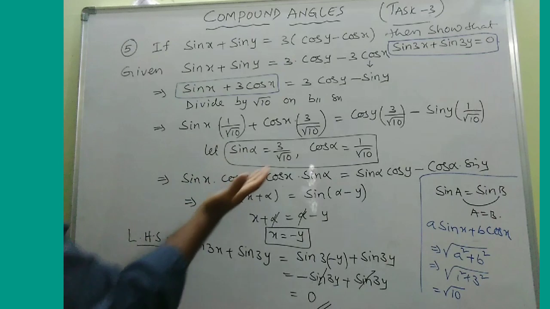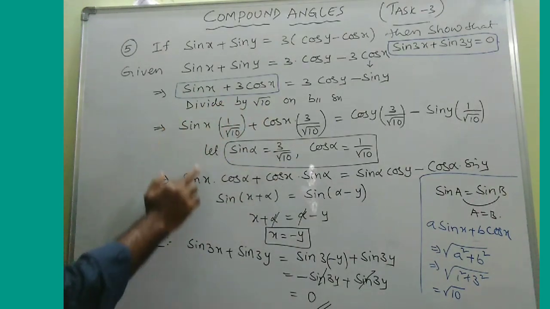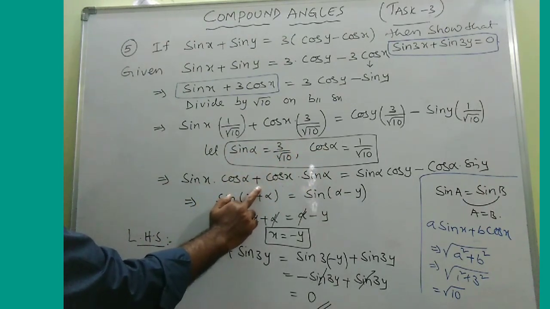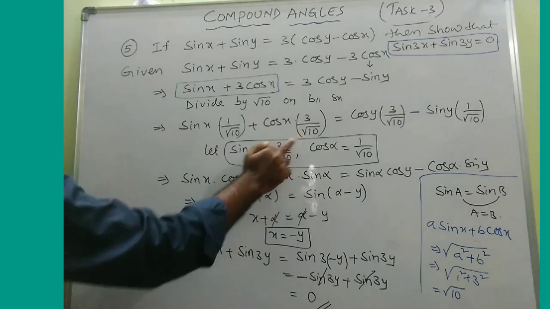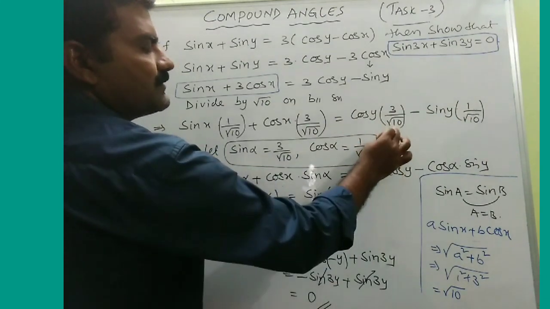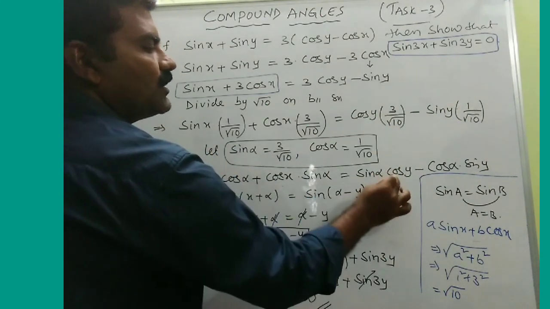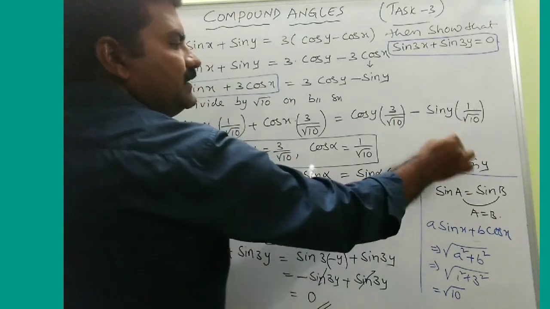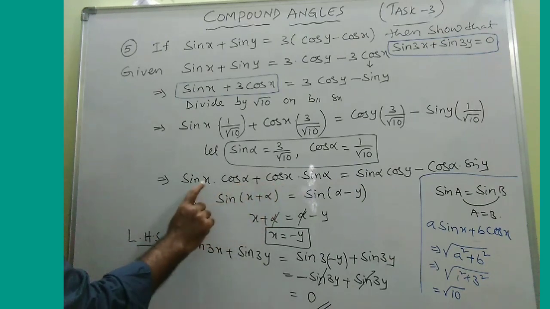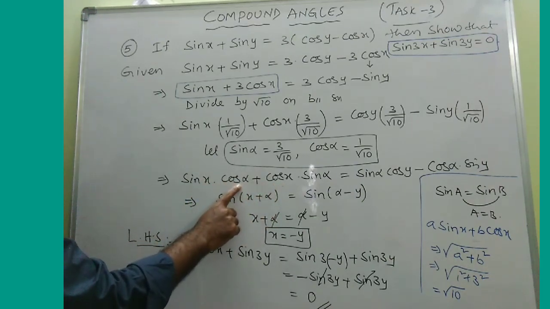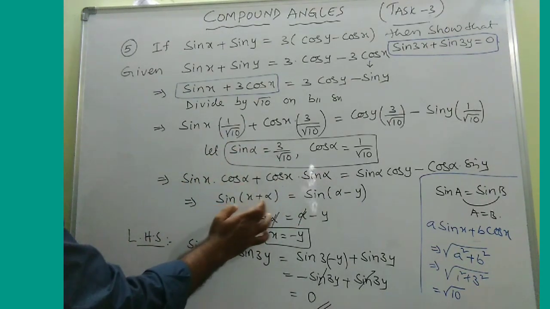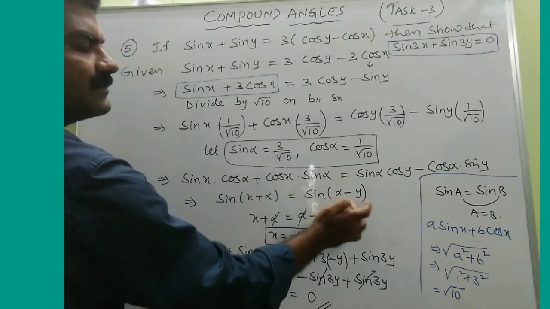So if you substitute these things in the above one, sin x into cos alpha plus cos x into sin alpha, which equals sin alpha into cos y minus cos alpha into sin y. Now what can you say about this part? It is just like sin a cos b plus cos a sin b, so sin of a plus b, and this is nothing but sin of a minus b.